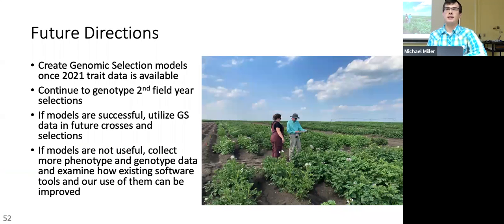Currently, we're still phenotyping our harvest from this. Once that phenotype data is available, we'll perform the selection and get genomic models. We'll continue to genotype our second field year material so that we can hopefully continue to use this selection data in future crosses and selections. And if the models aren't useful, we'll have to collect more phenotypic data and also look at how we're using these tools, or the tools themselves, to see how things can be improved to get good models.